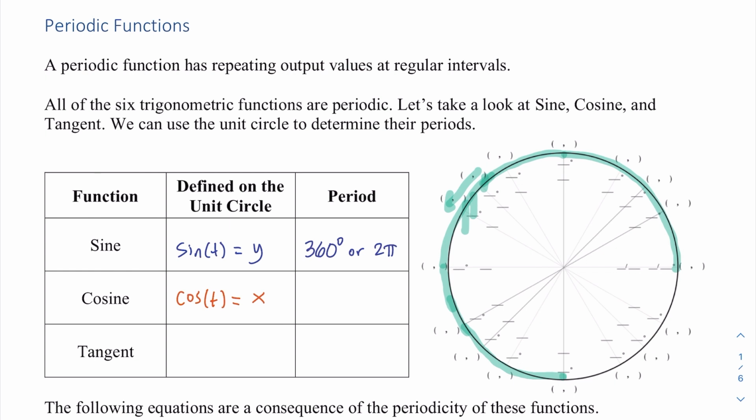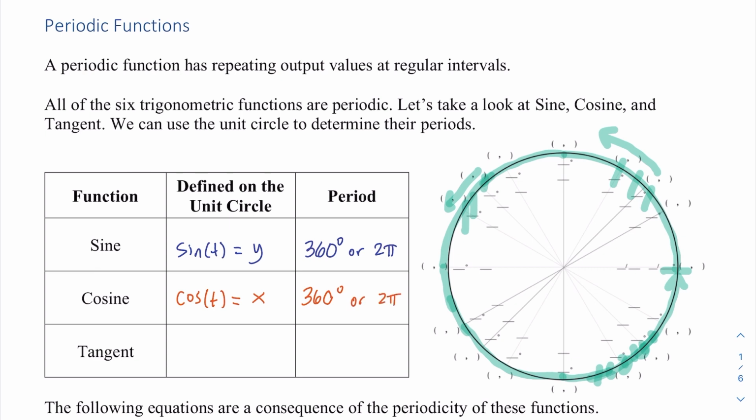Now here I am getting some of these same x values down here, but these ones were getting closer to 0 as I went forward with my angle, and these ones are getting closer to 1. The x values on these points right along here are getting closer to 1. So I don't actually repeat that same behavior for the output of cosine until I get back at 360 degrees. So sine and cosine both have periods of 360 degrees or 2 pi.